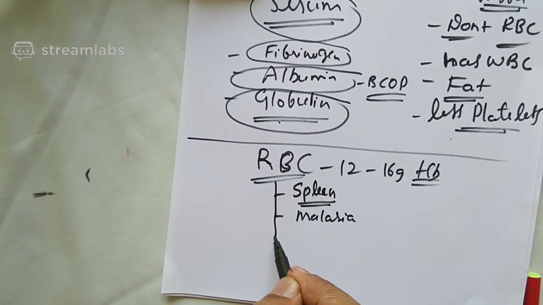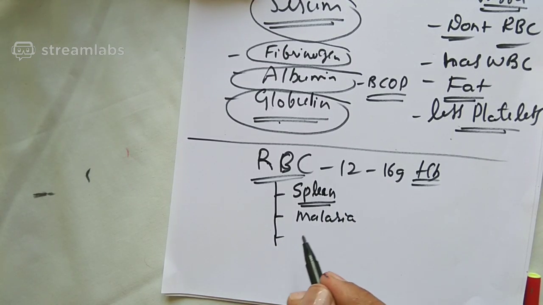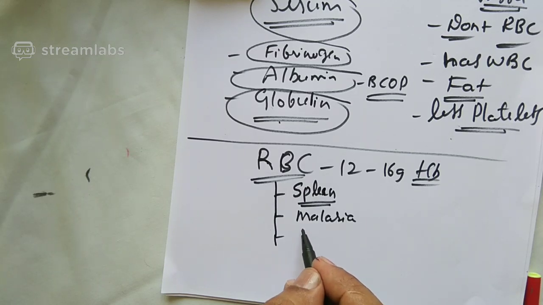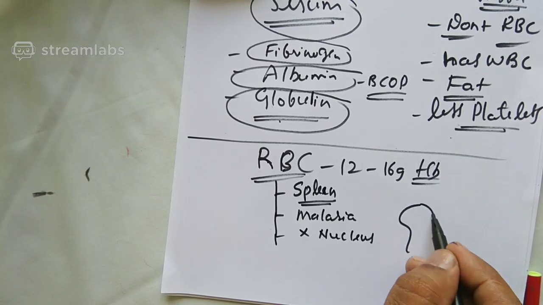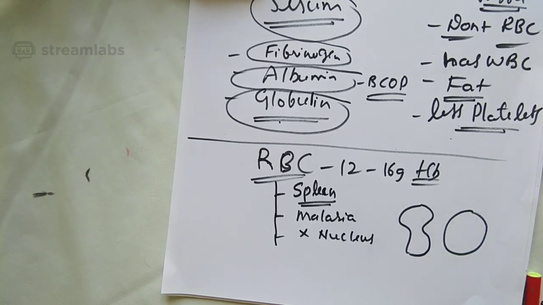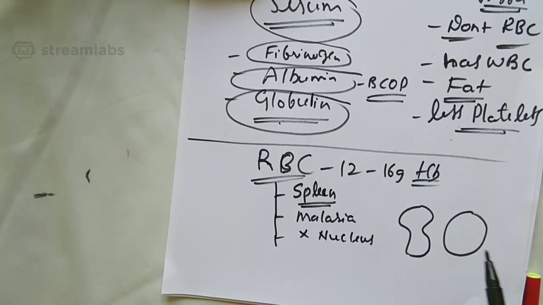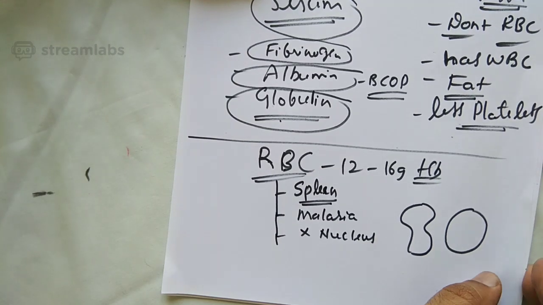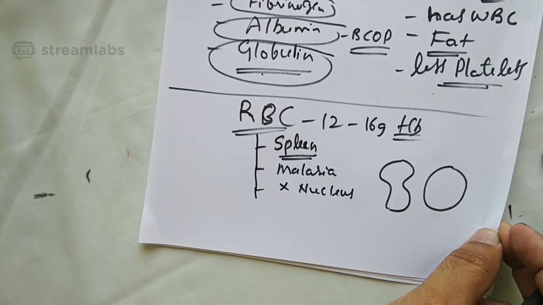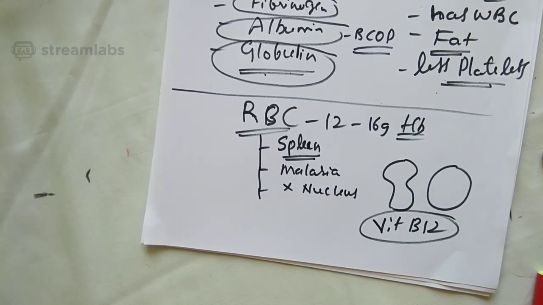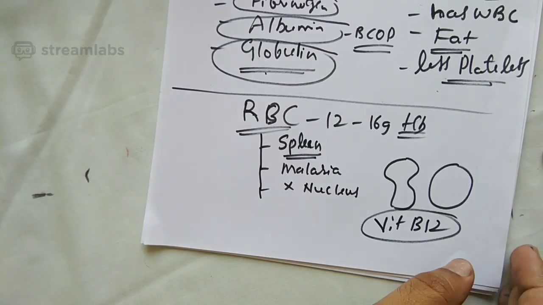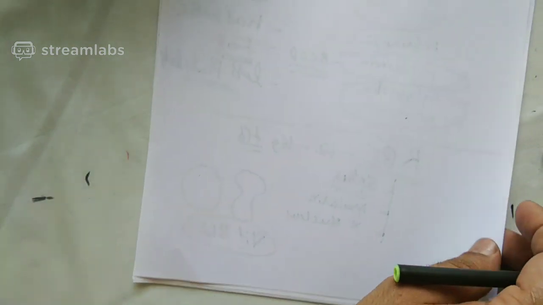And RBC can carry respiratory gases, and RBC is without nucleus, no nucleus in the case of RBC, you know it. It's a biconcave shape in side view, and spherical in front view, that also you know it. It has removed nucleus to accommodate more and more amount of hemoglobin, and that condition is called maturation of RBC, and which requires which vitamin? Vitamin B12, which is called cyanocobalamin. Okay, that is regarding red blood corpuscles or red blood cells.